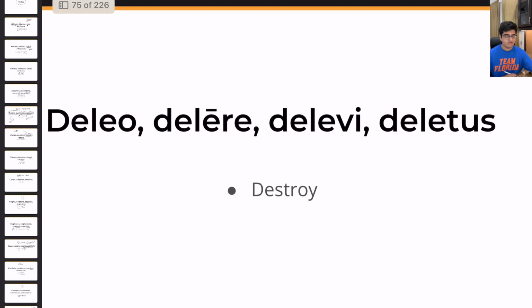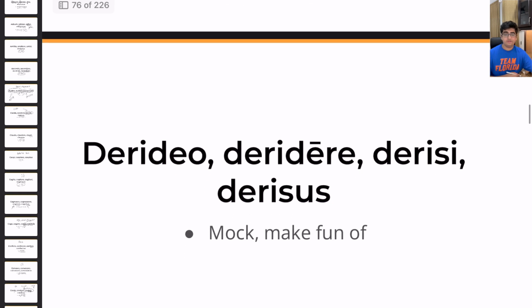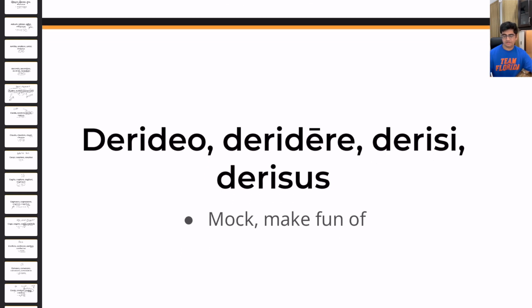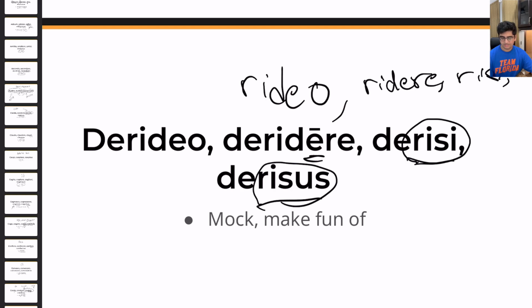Then we have deleo, delere, delevi, deletus, and that basically means to destroy. Then we have derideo, deridere, derisi, derisus. We can look at this as a kind of a compound of rideo. We can look at the long E indicating it to be second conjugation. And then we have the risi and the risus, which follow the third and fourth principal part of rideo, which is risi and risus. So again, you can use that main verb, rideo, in order to entail what the principal parts would be.